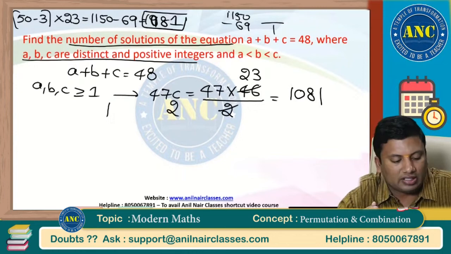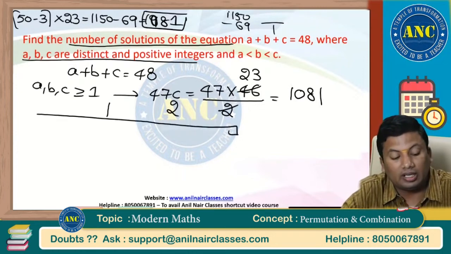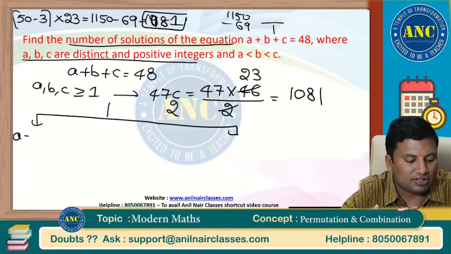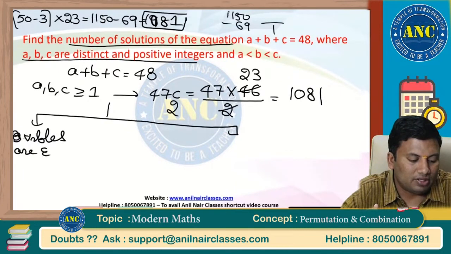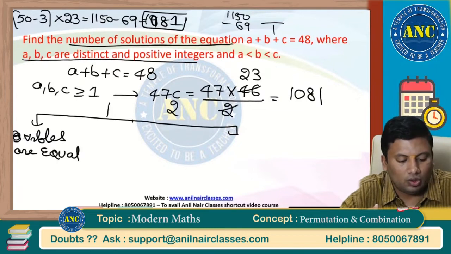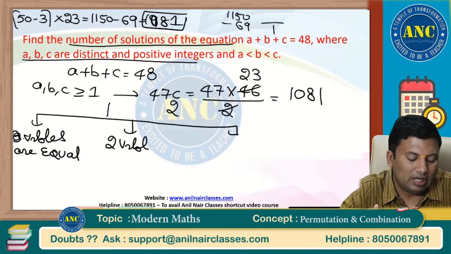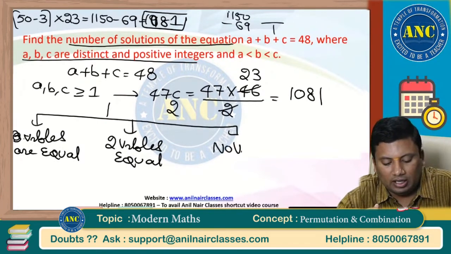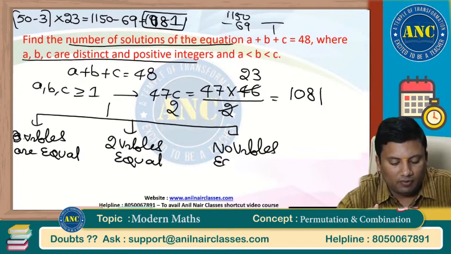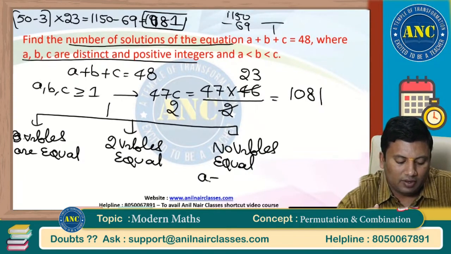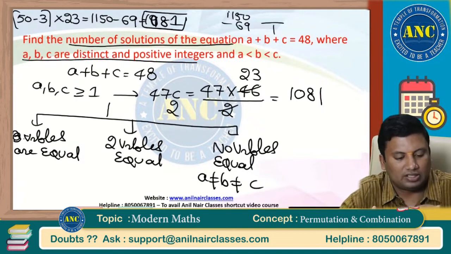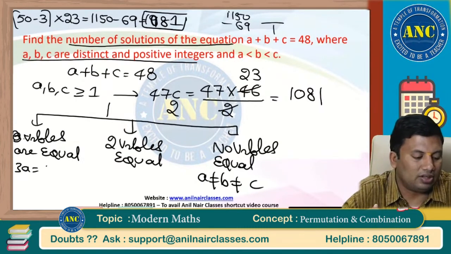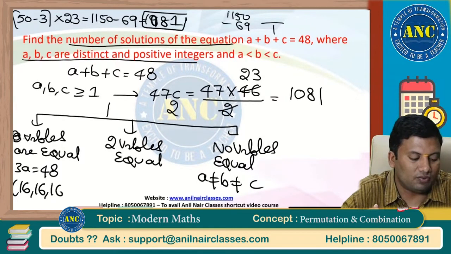Same model we discussed. I want a less than b less than c. First we will do the case where 3 variables are equal, then 2 variables are equal, and then no variables are equal. Once we get the no-variables-equal case, we will take 1/6 of it. 3 variables equal: 3a is equivalent to 48, so 16, 16, 16. One case we got.